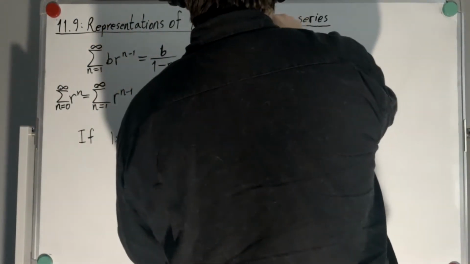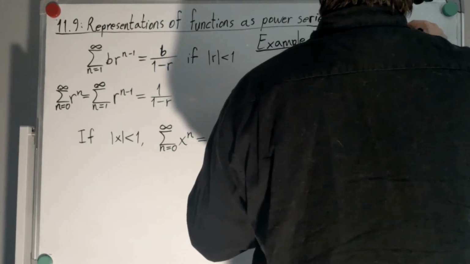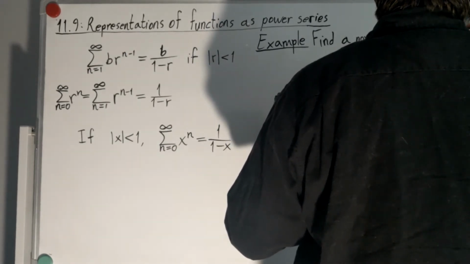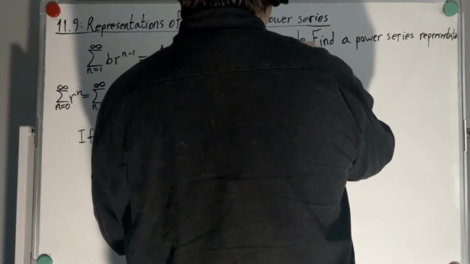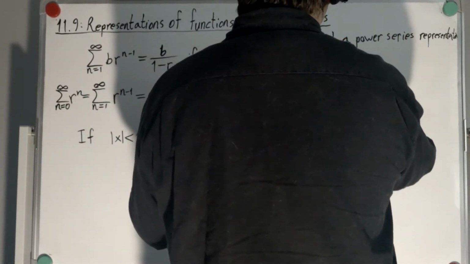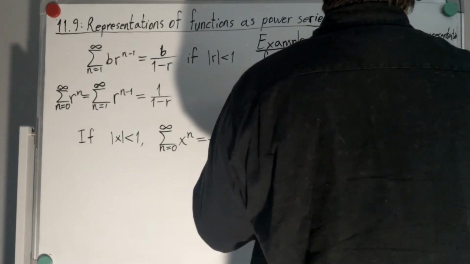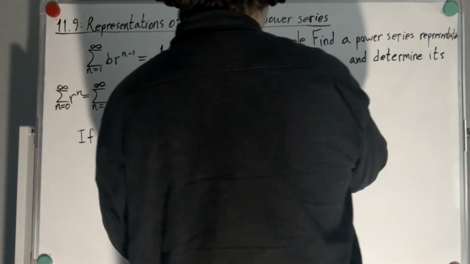So, in this example, we're going to try to find a power series representation of the function f of x equals 5 over 1 minus 4x squared, and determine its interval of convergence.